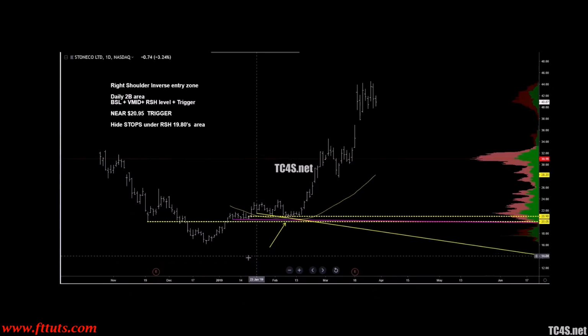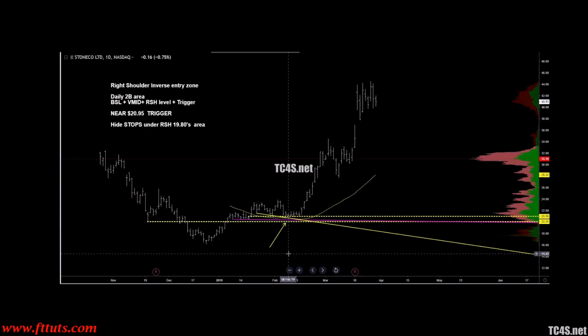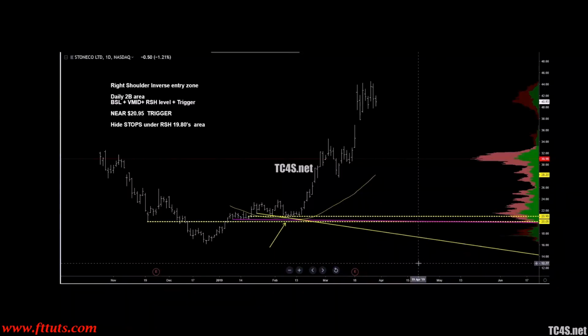And you then see that the daily does a 2B or a double bottom. You can see it on the vertical line on this low, and you can see it on the vertical line on this low. So you've got two lows that are a double bottom above the right shoulder. You also have the yellow angled line that's moving down right here, and that's a BSL, and that hits at the second bottom. And you also have a virgin mid.